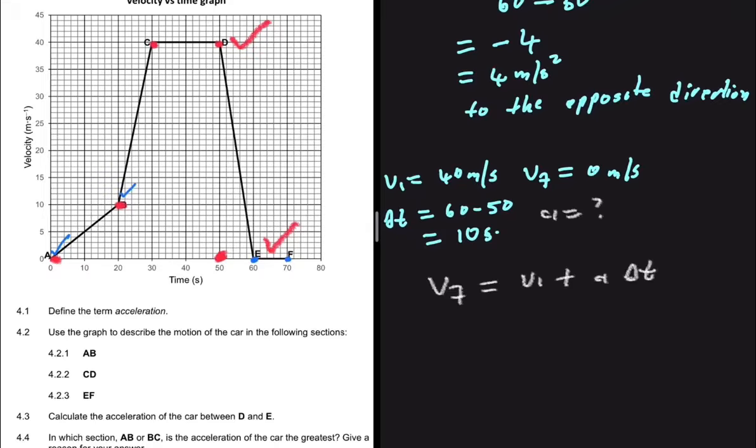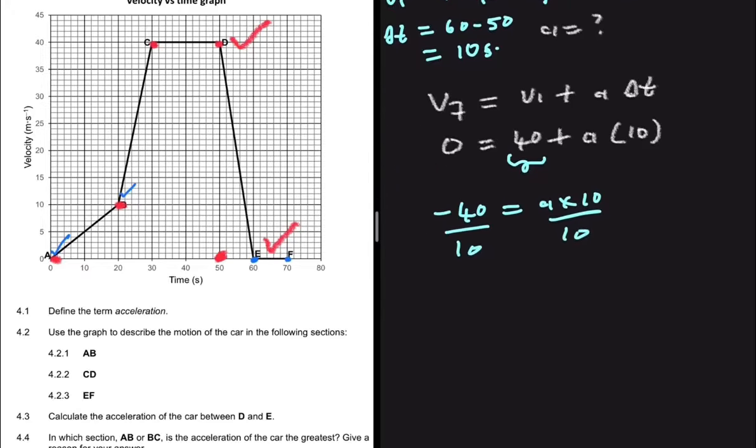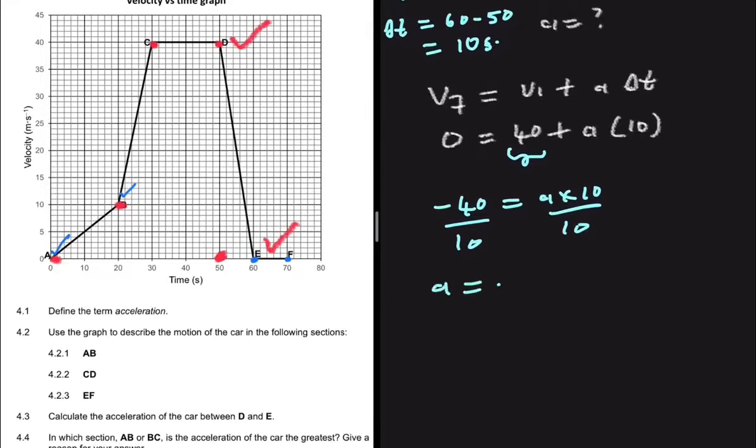So what is Vf? Vf is 0. What is Vi? That is 40 meters per second, plus the acceleration multiplied by the time. If we take 40 to the left hand side, we're going to get minus 40 equals a multiplied by 10. We're going to divide both sides by 10. If we do that, we're going to get an acceleration that is equal to minus 4. Again, minus 4 is just the direction. So the acceleration is 4 meters per second squared in the opposite direction.